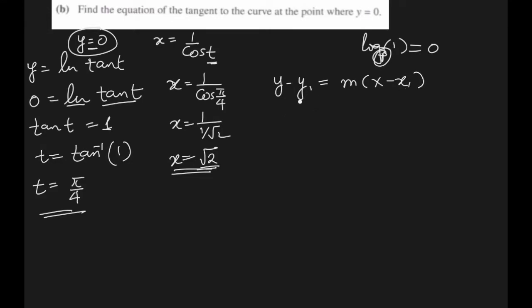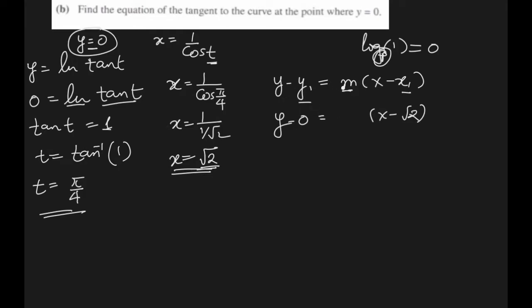So y1 and x1 are the coordinates of any point on the line, and we now know that on that tangent x is square root 2. So in place of x1 we'll write square root 2, and y1 is 0. Please never replace this x and y. They are general x and y, and they will remain as they are. Only x1, y1, which is the specific point on the line, is replaced.